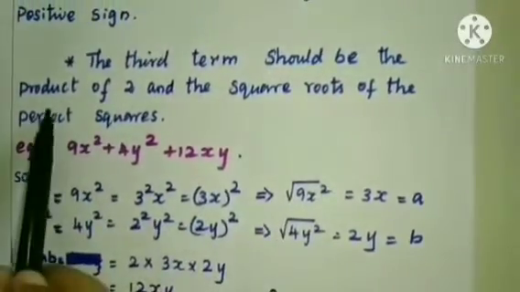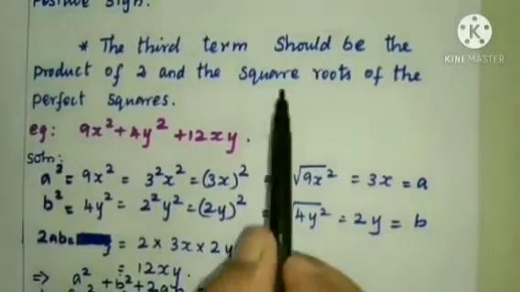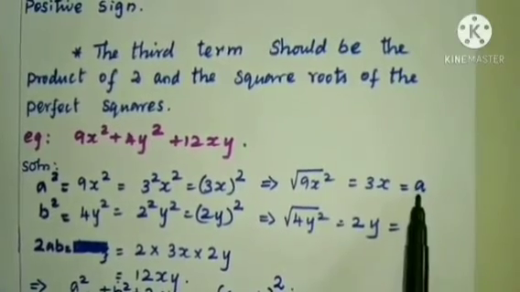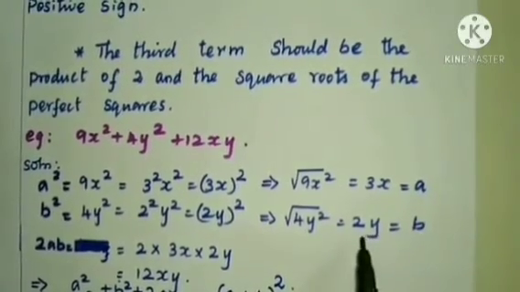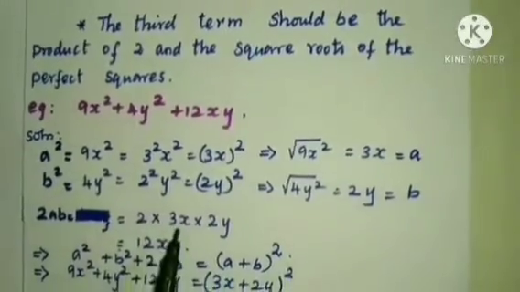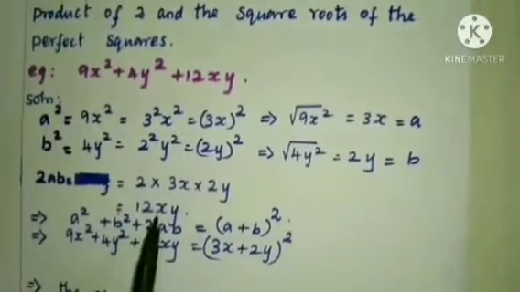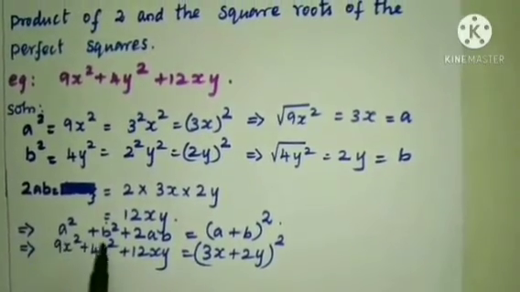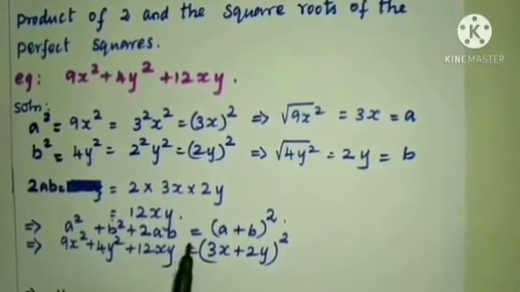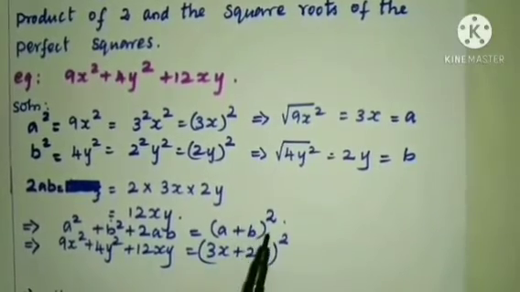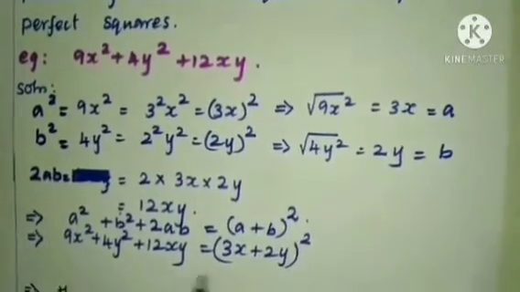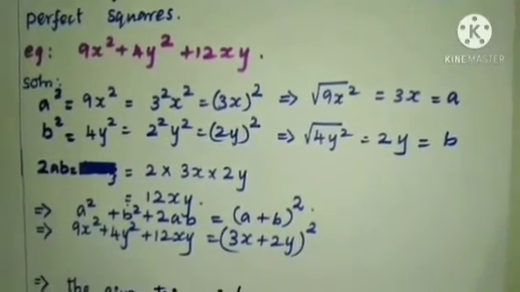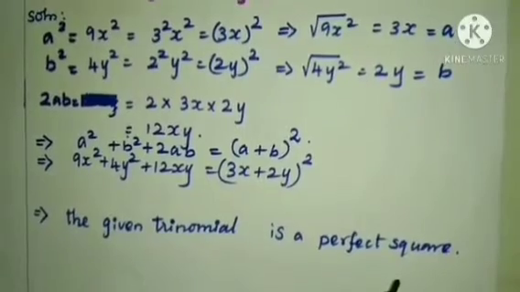Third term should be the product of 2 and the square roots of the perfect squares. Here a is 3x, b is 2y. That is 2 into 3x into 2y, we get 12xy. That is the third term. So it is in the form of a square plus b square plus 2ab, which is equal to (a + b) the whole square. So the question can be written as (3x + 2y) the whole square. That is, the given trinomial is a perfect square.